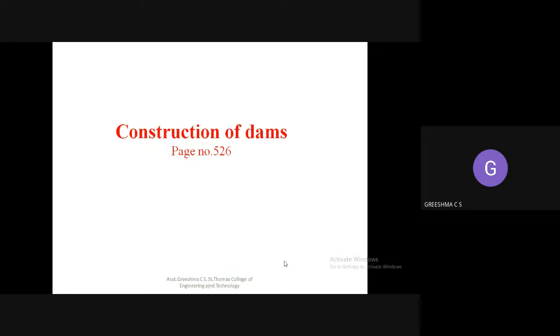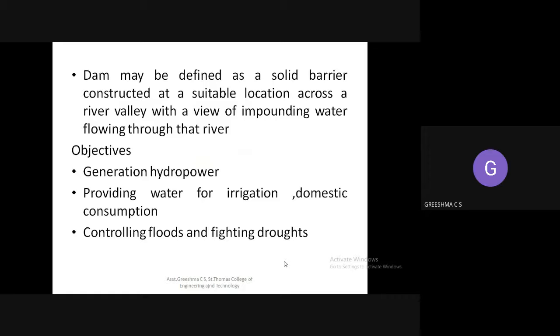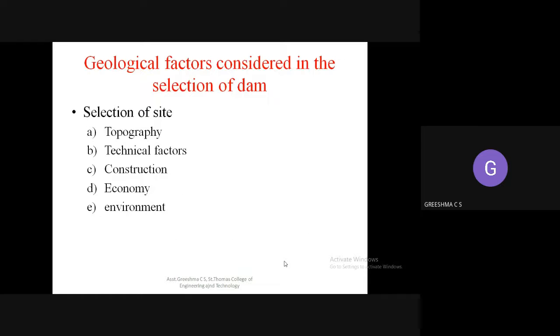Okay, students. So today we will learn about the construction of dams. Yesterday we discussed what we mean by a dam. A dam is basically a solid barrier which is constructed across a river valley for properly directing the flow of water. It can be used for hydropower, irrigation, domestic purposes, and also for controlling floods and droughts.